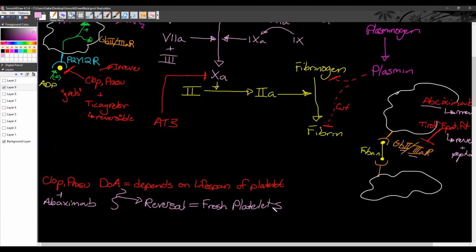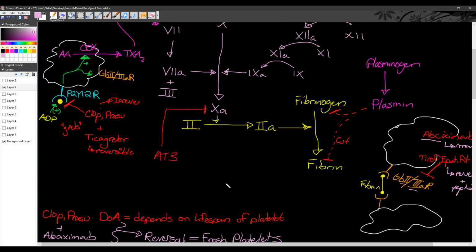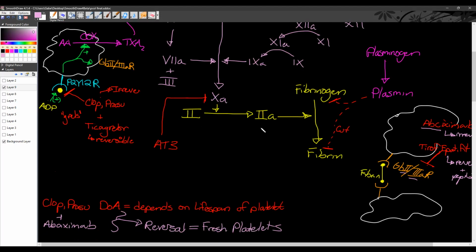Now, what would be a situation like this? Well, it would be that someone is at home, they had a stroke, so we put them on clopidogrel, and then they end up having to go in for major surgery very suddenly, so we have to give fresh platelets for them. All right, so that covers our external receptors.